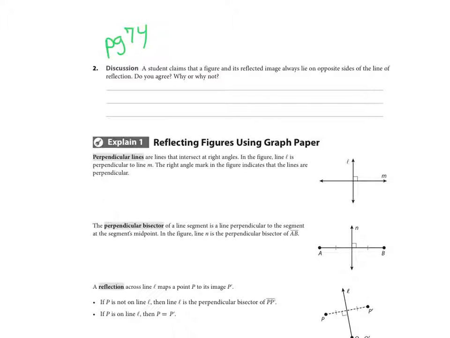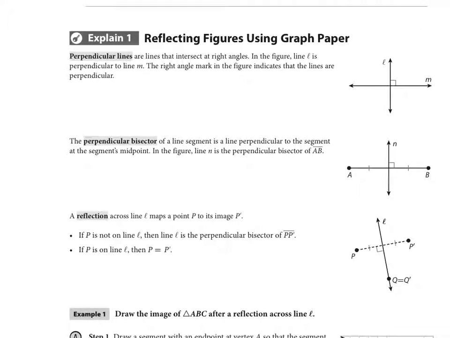All right, and so then, okay, so now we're on page 74. And this is 2.2 reflections. And these are reflecting over lines, which should help you with some of the work we did today. So there are perpendicular lines, which are lines that intersect at right angles. We have perpendicular bisectors, which intersect at right angles and also make the two segments congruent. And a reflection across the line maps point P to its image of P prime.